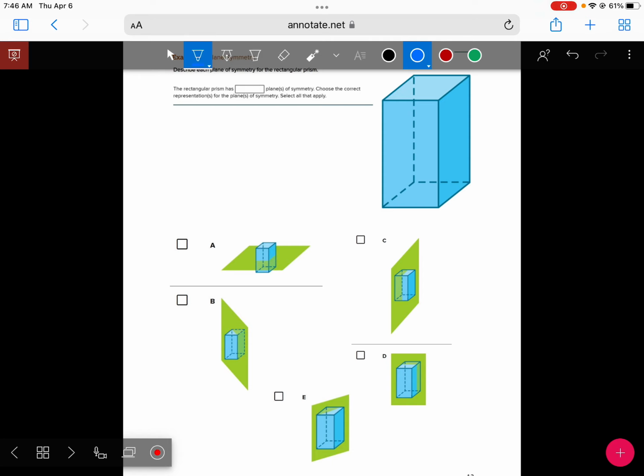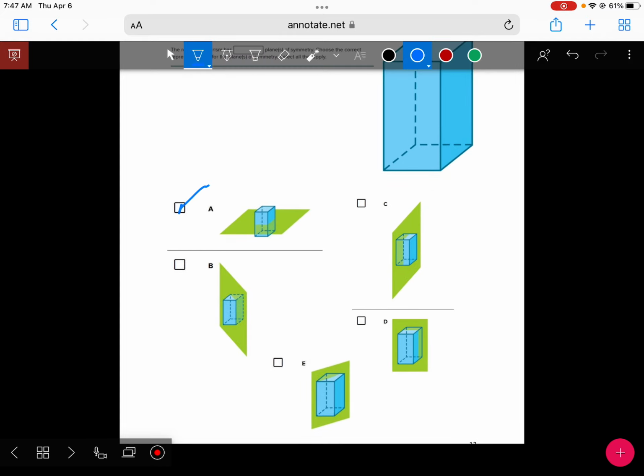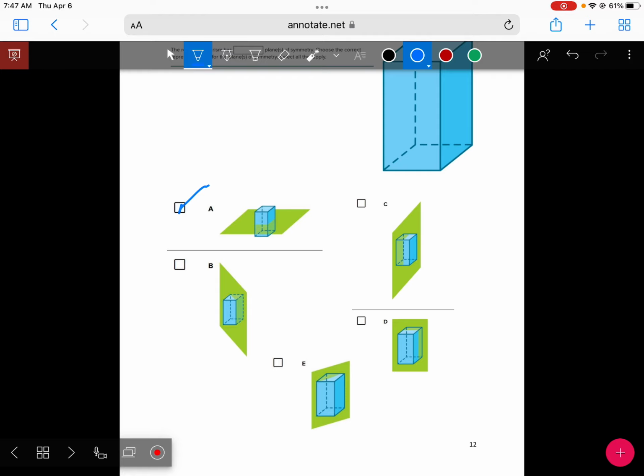So they have that cutting through horizontally. Does that have plane symmetry? Would you see the same thing on the top as you would on the bottom? Yes or no? Yes, you would. So that one is a yes. That has plane symmetry.